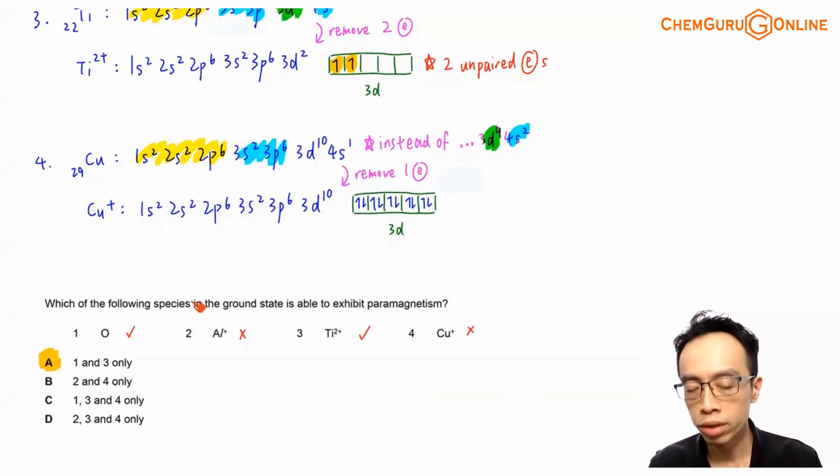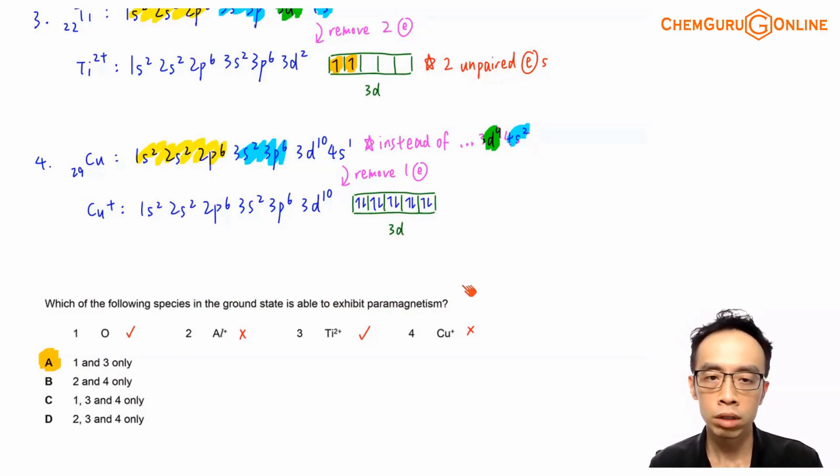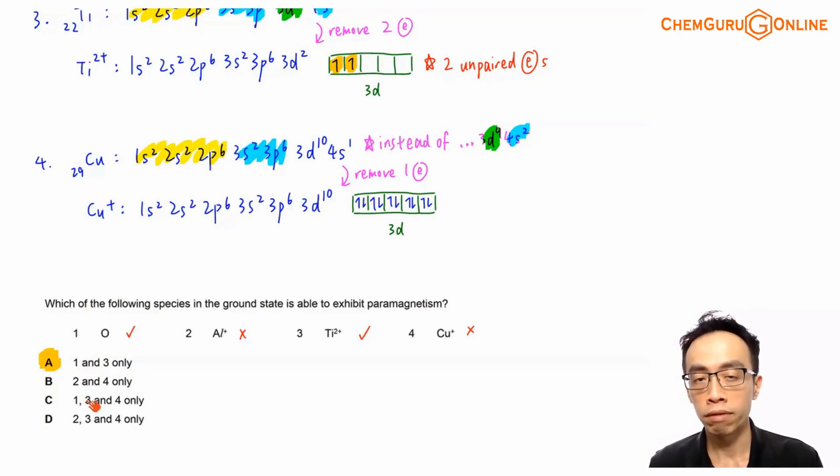Which of the following species in the ground state will be able to exhibit paramagnetism? The species with unpaired electron will be number 1, oxygen, number 3, titanium 2 plus. The remaining 2 species will not have unpaired electrons, so therefore they are non-paramagnetic. So the answer to this question will be option A. Alright, so that was the discussion involving this question, identifying which of these species have unpaired electrons and therefore are paramagnetic.